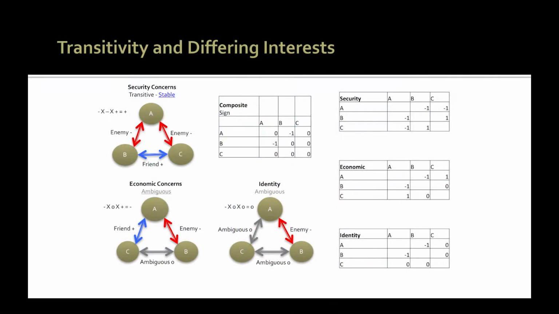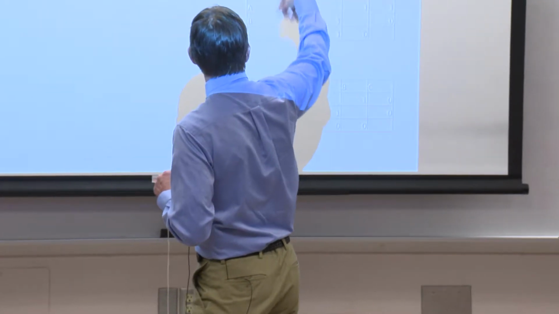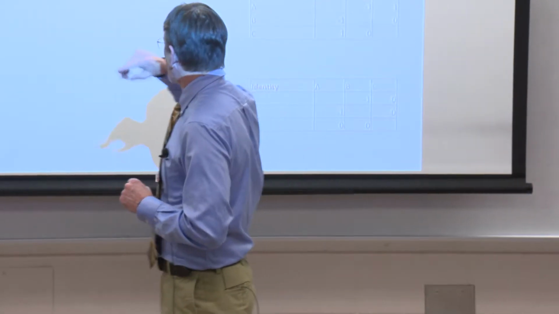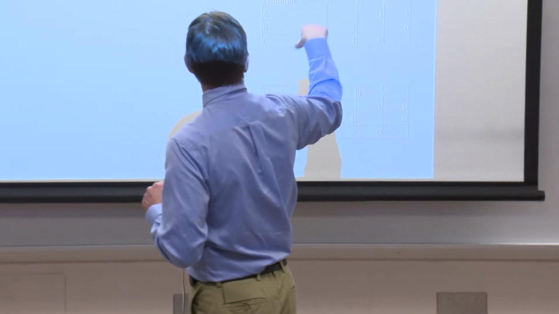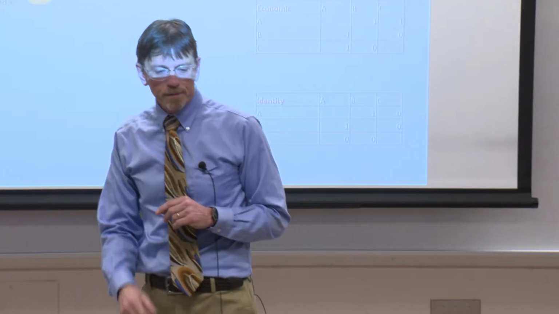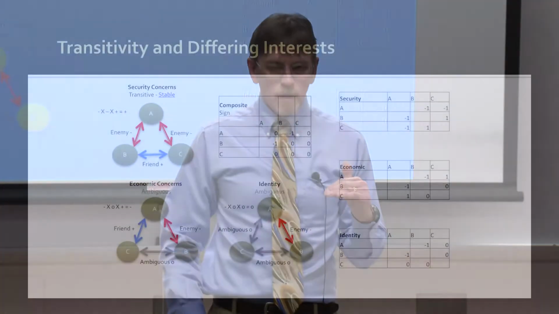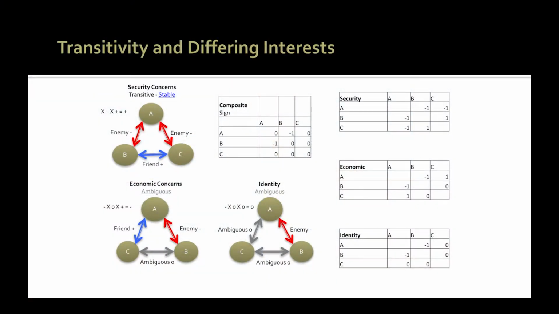So with respect to security concerns, you can have that enemy of my enemy is my friend relationship, and that's illustrated in this matrix up here. So A has a negative relationship with B and C. B and C have a positive relationship with one another. But then we layer onto that their economic relationship. And let's say A and C actually have something to gain from one another, even though they're in conflict.